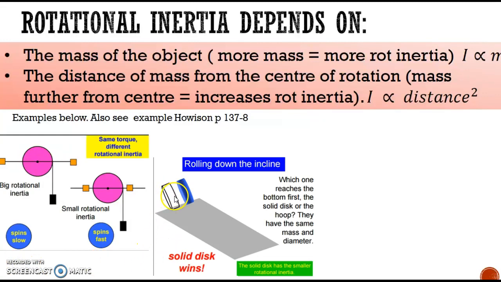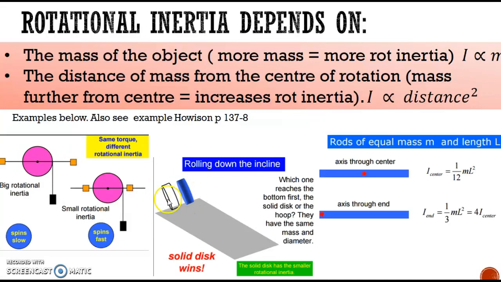Similarly, if we have two discs or two objects, both the same diameter, but the one is hollow and the other one is solid, they have the same mass as well. Which one will hit the bottom of the ramp first? And it will be the solid one because it has the smaller rotational inertia. So there's more mass closer to the center.